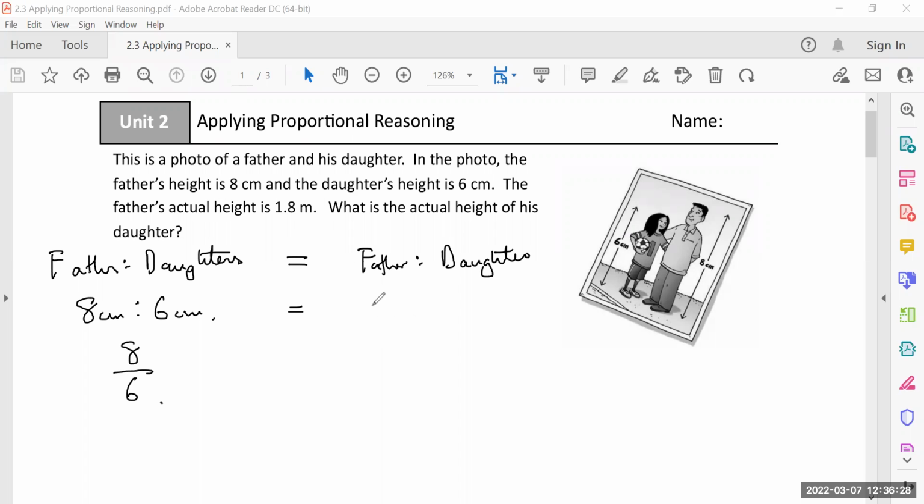The father's actual height is 1.8 meters. And if you're feeling like, oh, that's going to confuse me, if you want to do 1.8 meters in centimeters, it would be 180 centimeters to something. And I'm not going to do a question mark, please. This is math class. We're going to do x. It's an unknown. So right now, it's 8 to 6 is the same as 180 to x.